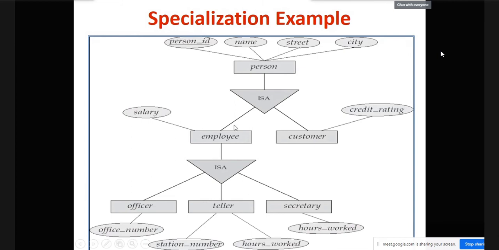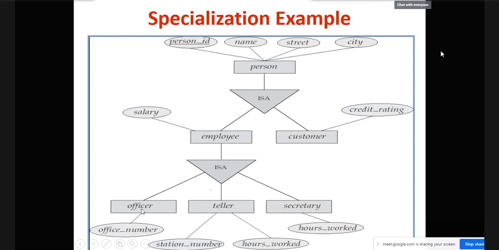Further, this employee can be further classified. Officer is also an employee. Teller is also an employee. Secretary is also an employee. Right? So these are further types of employees in my organization. But everyone will have some specific attribute. These all 1, 2, 3 will have all these attributes. They all will have salary. They all will have ID, name, street, and city.